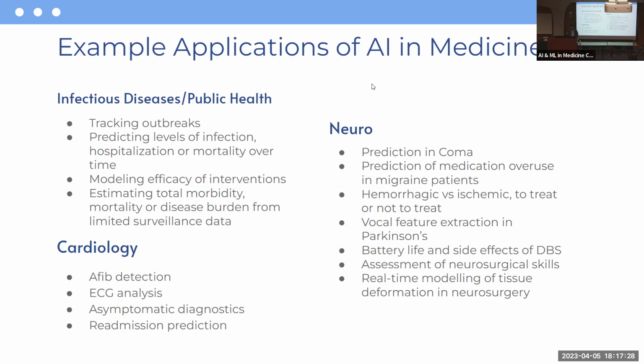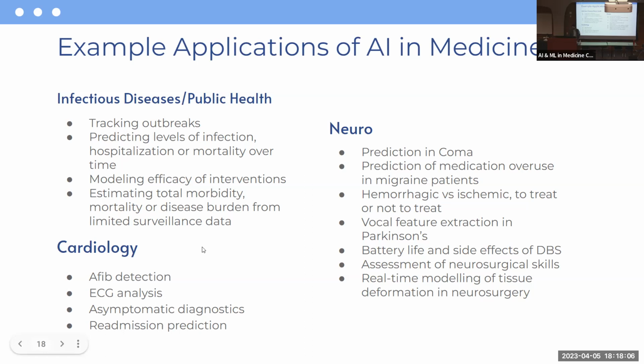medication overuse in migraine patients, whether you treat or not treat a certain stroke, extracting vocal features in Parkinson's, looking at battery life and side effects of deep brain stimulation, assessment of neurosurgical skills, which was actually the funniest of all. I think the result of that AI algorithm was, oh, neurosurgeons with more experience are better than second-year residents. Well, I don't know if I'm surprised. And real-time modeling of tissue deformation when they're doing neurosurgery. And then cardiology, Michael told you a little bit about this.